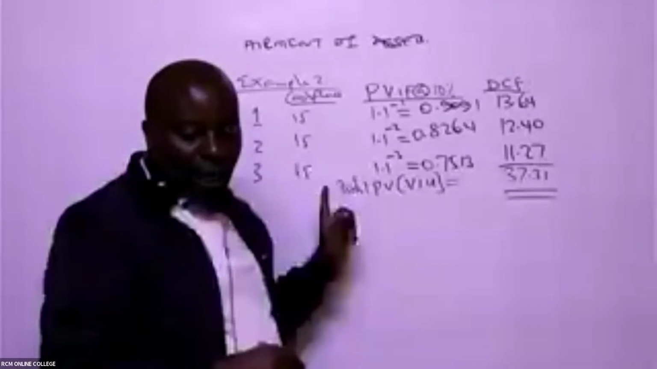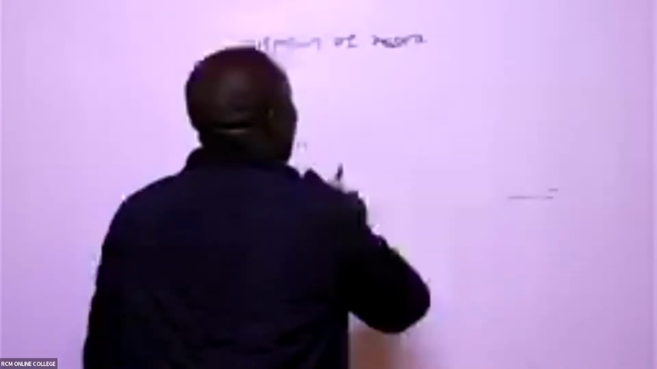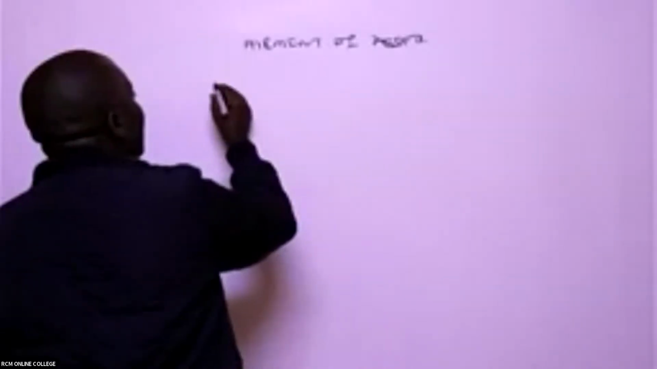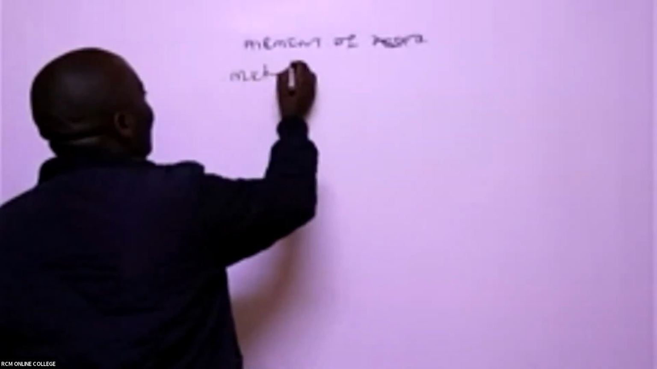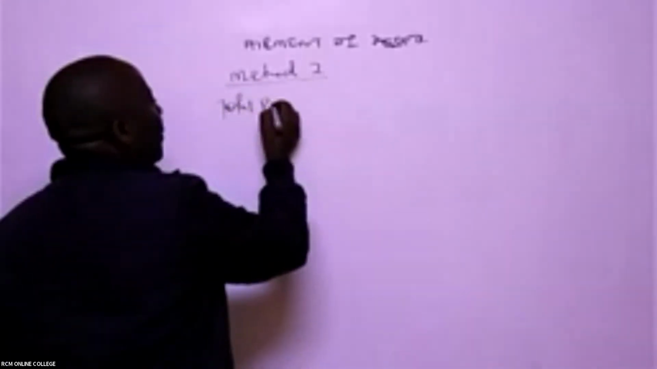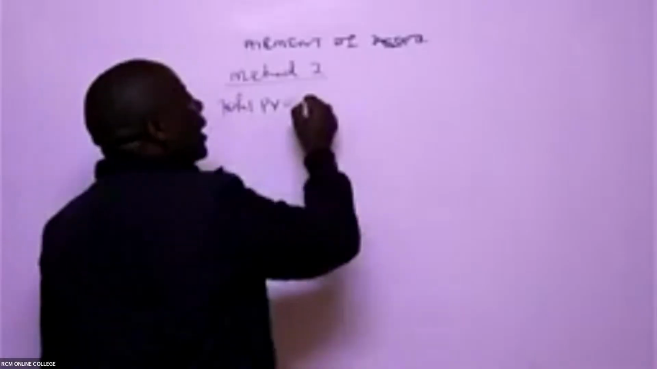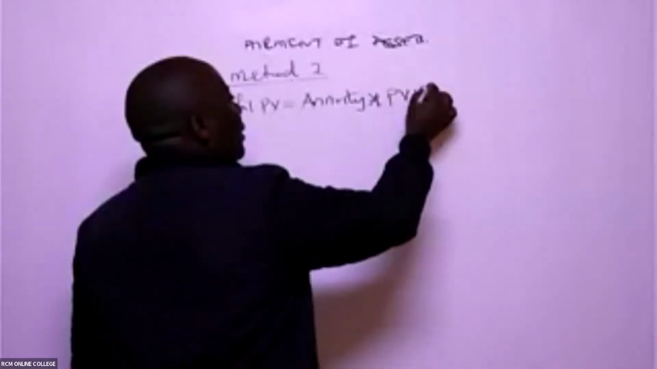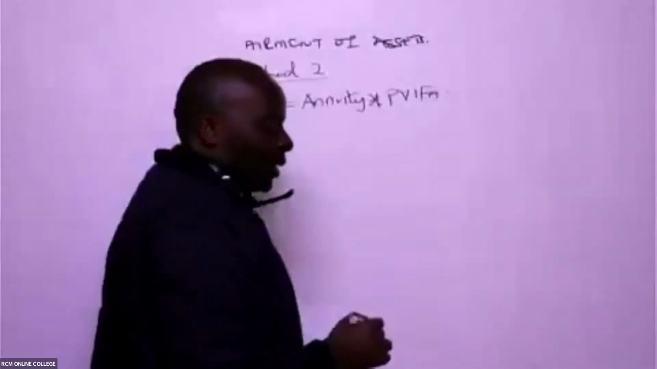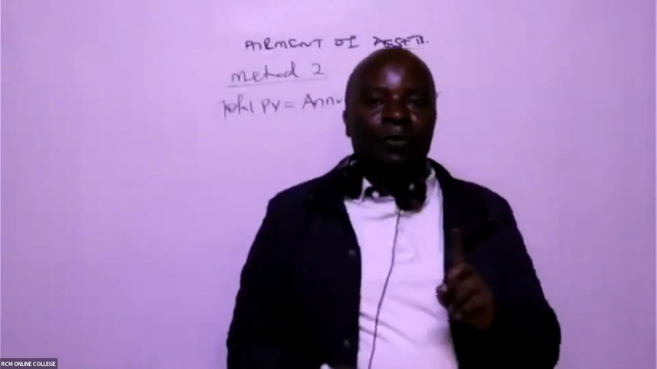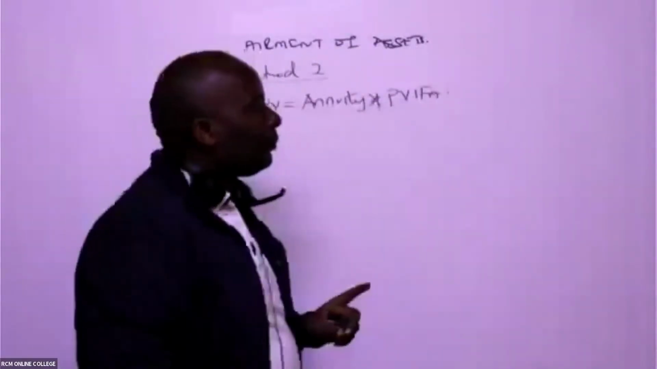What if somebody was to give you an annuity for 50 years? You can't use this approach. Where they told us, ladies and gentlemen, that for us to get the present value using method two, whenever we have an annuity, simply take that one annuity amount, like now 15, and multiply it with what we call PVFA.